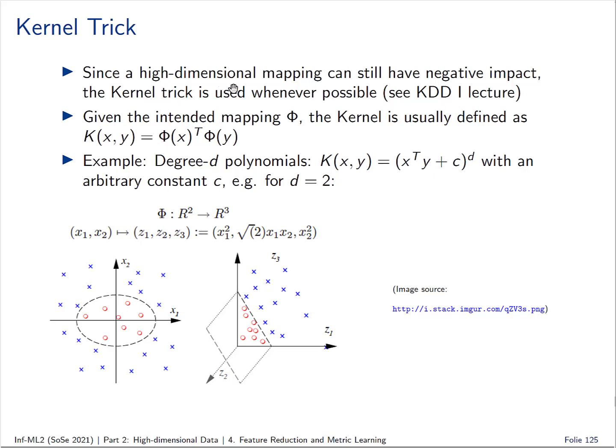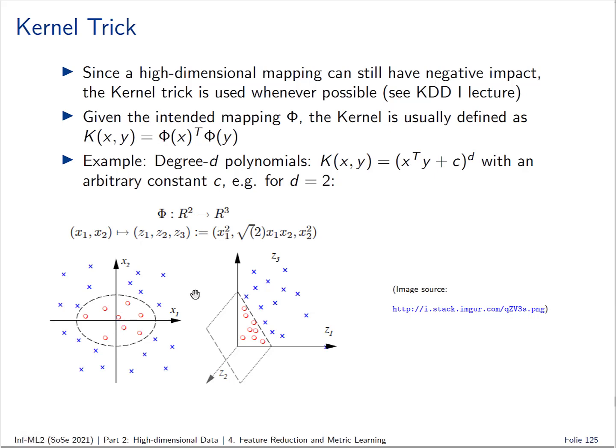But anyway, what is the kernel trick actually? Well, if the intended mapping is phi, the kernel is usually defined as the dot product of these mappings of original observations x and y. So once again, we have, for example, this situation here. x and y are observations from the original feature space, which is two-dimensional, x1, x2 here.